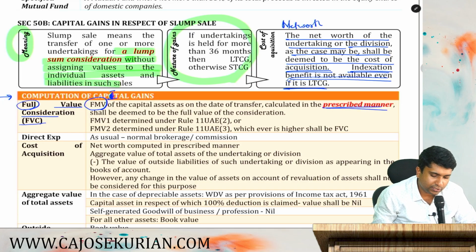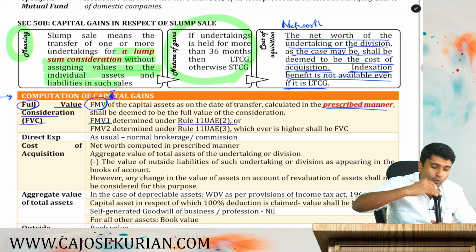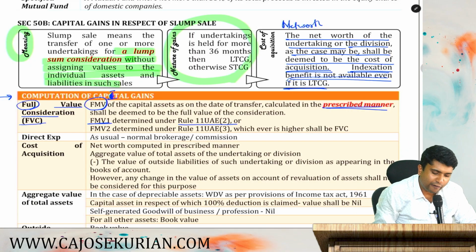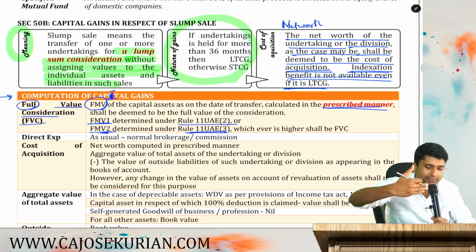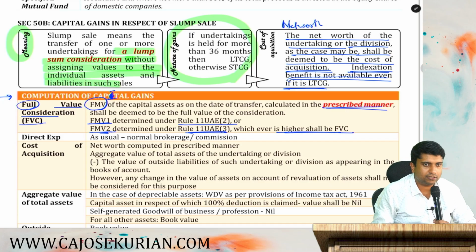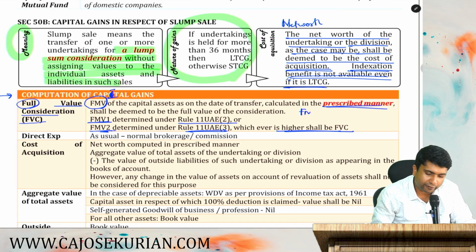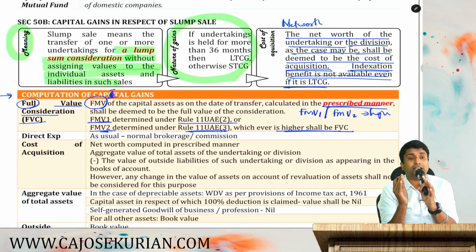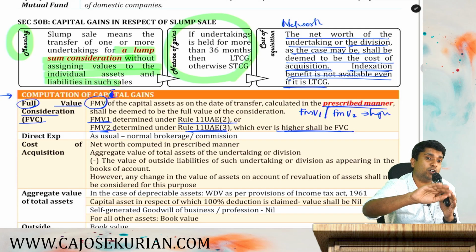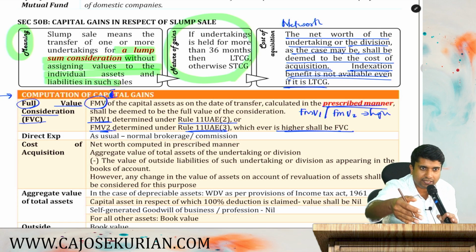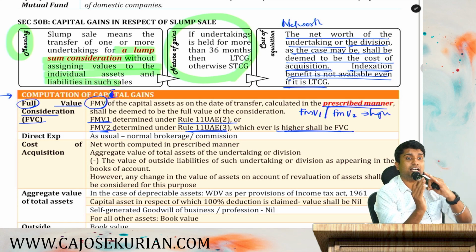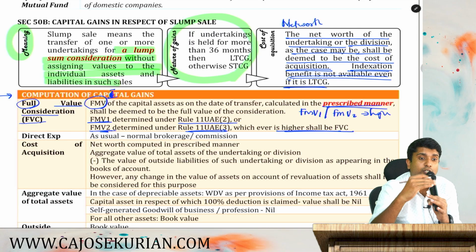And what is the prescribed manner? For that, fair market value 1, you have to compute as per rule number 11UAE sub rule number 2, or fair market value 2 have to be computed in accordance with rule number 11UAE sub rule number 3, whichever is higher. In simple terms, we can say you first compute FMV 1, then you compute FMV 2 and pick the higher. What is the FMV 1? It is the fair market value of the assets that you transfer to another entity. Are you with me? What is FMV 1? The fair market value of the assets that you are transferring to another entity is said to be FMV 1.